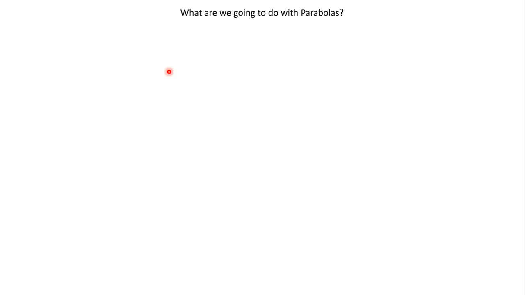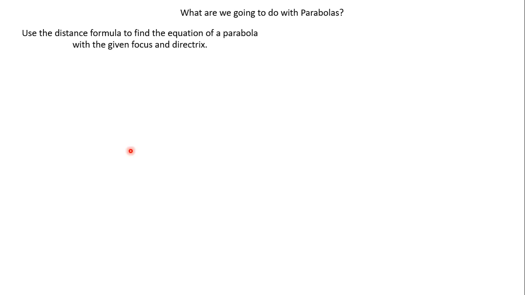So let's see what we're going to do with these. We can use the distance formula to find the equation of a parabola with a given focus and directrix. So if we have a focus 0, negative 5, and a directrix y equals 5, we can just use the definition with the distance formula and find the equation. We can do this with the ellipses and hyperbolas as well. Gets a little bit ugly sometimes though.